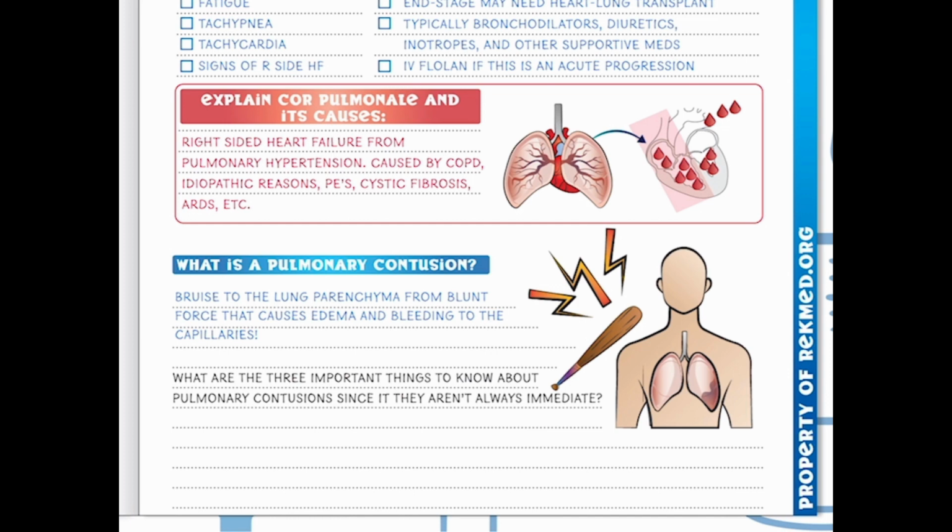So just like anything, this can cause swelling and inflammation and cause edema in our lungs. So as you can imagine, this can cause more problems of our ventilation, diffusion, and our perfusion as well. And there are 3 important things we need to know about our pulmonary contusions, since these aren't always immediate. Number one, there is a 24 to 48 hour delayed onset of our signs and symptoms.